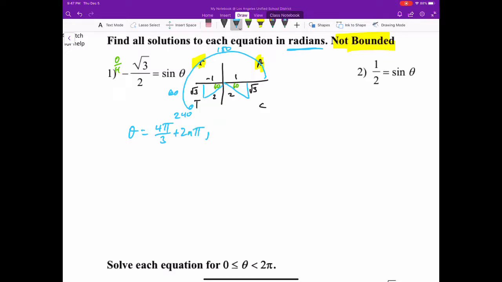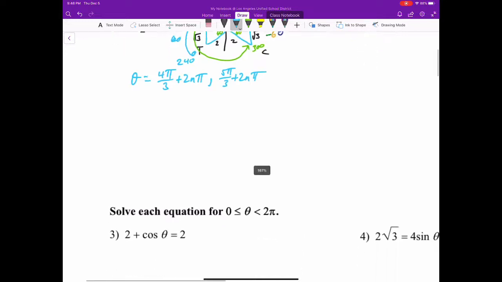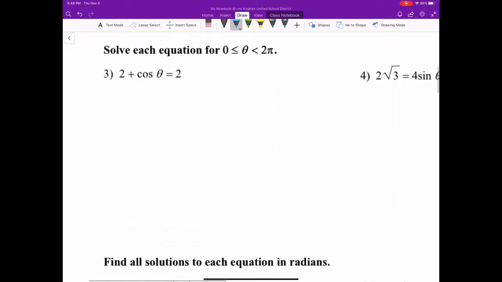Our next angle over here, let's go all the way around. So we are 60 degrees short of a full 360. So that angle is going to be 300 for us. So 300 is 5π/3, and again plus 2nπ. Easy peasy. Okay.